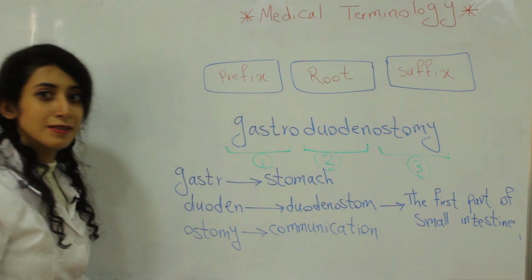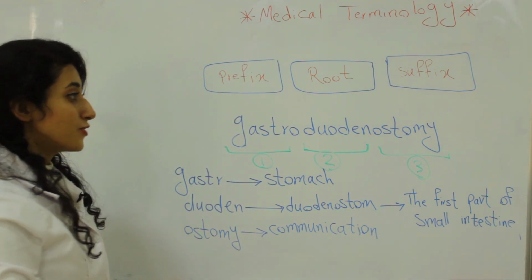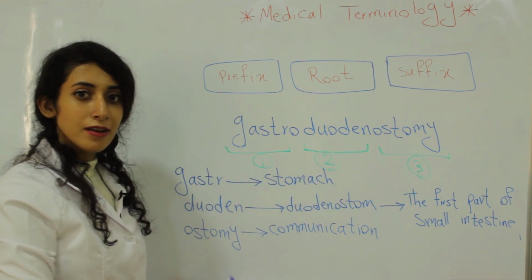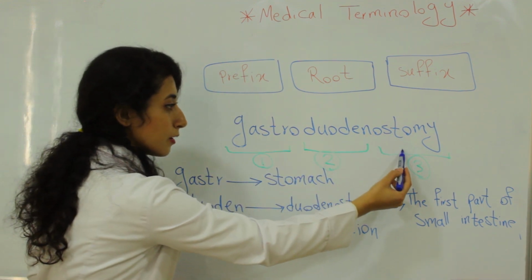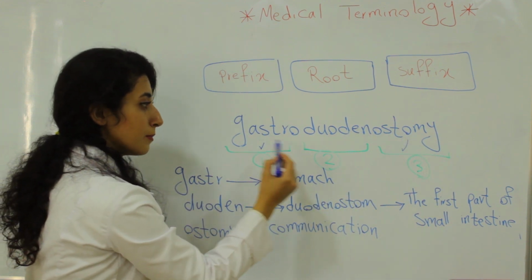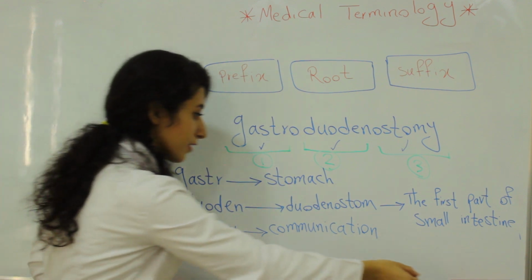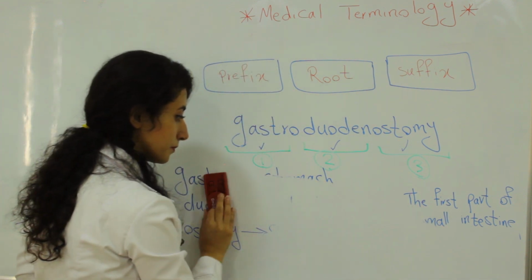So now it's made easy for us. We can translate it in simple language. Gastroduodenostomy: the communication between the stomach and the first part of the small intestine. So we did it. Another example.